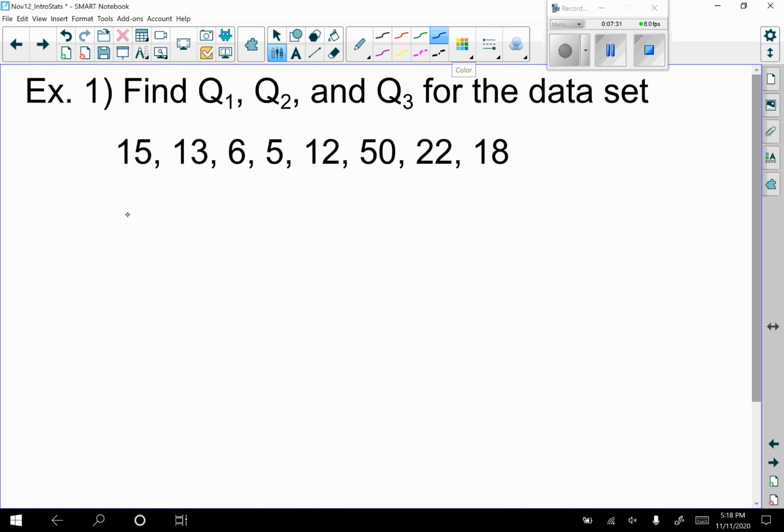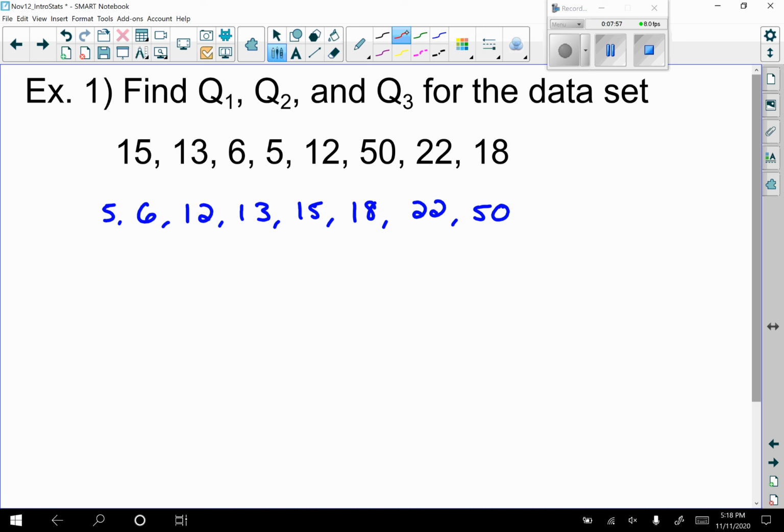All right, so our lowest number is 5. Then we have 6, 12, 13, 15. The next we have 18, 22, and 50. Now we have 8 values.